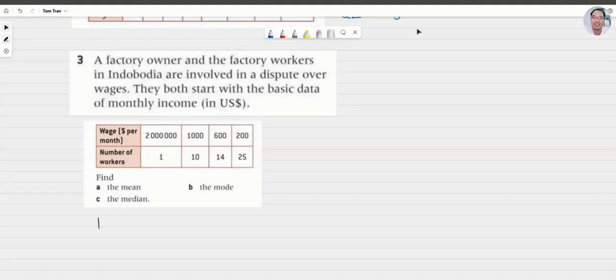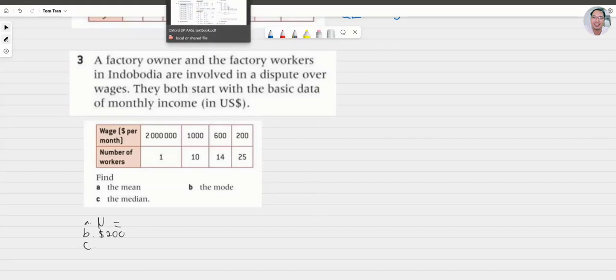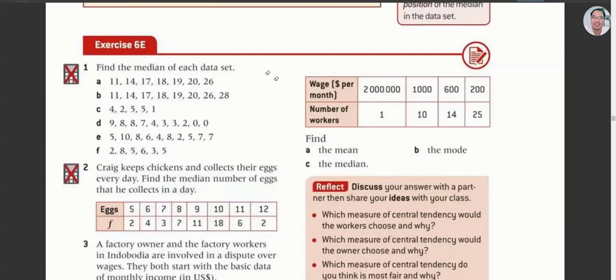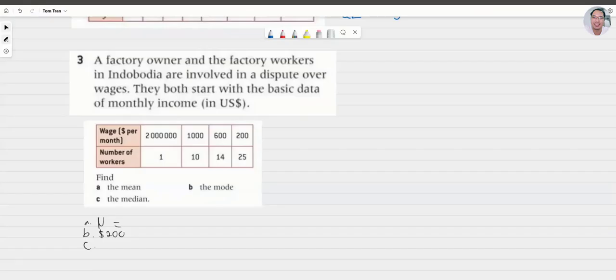Monthly income 200. 200 is too low. Mode is 200. Median. The mean, what's the value of the mean? I haven't found out the mean yet.